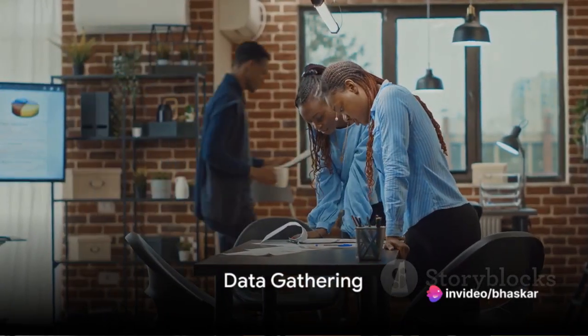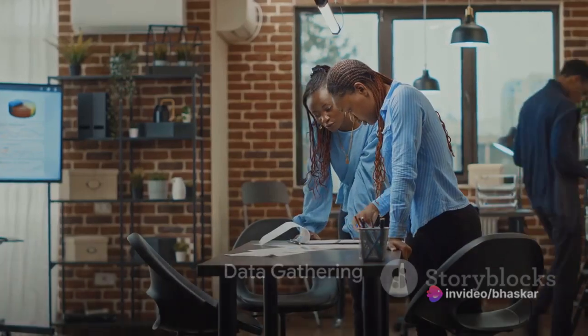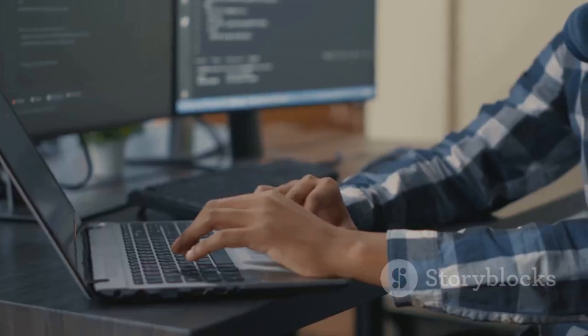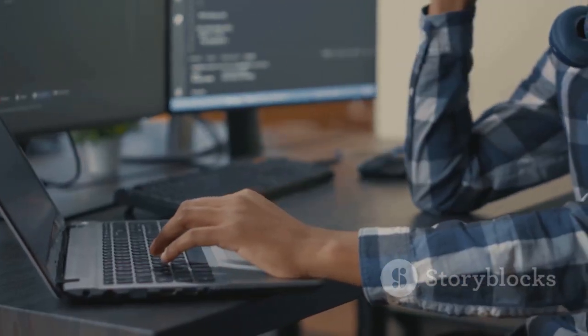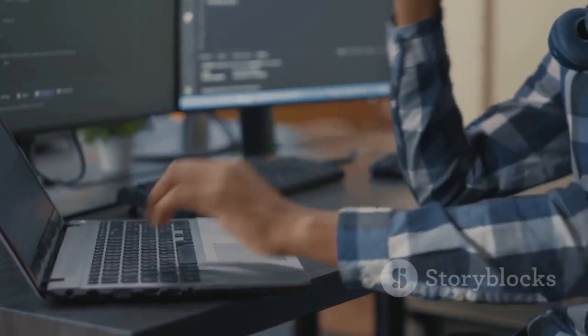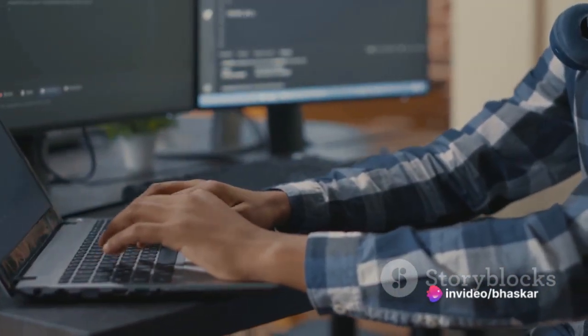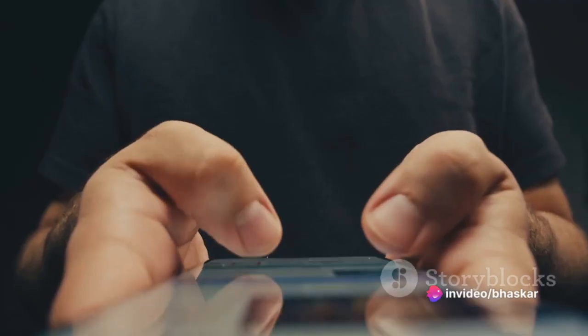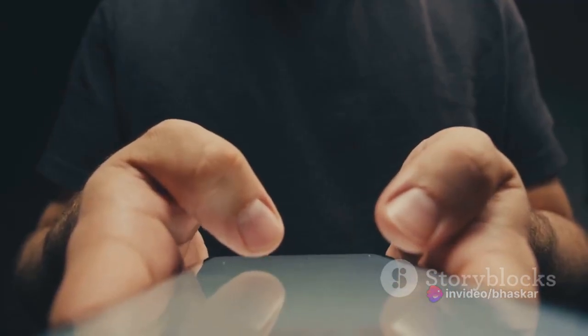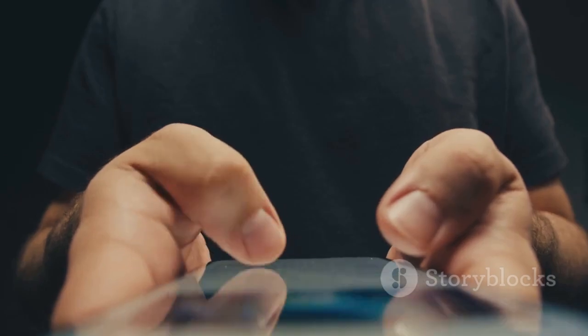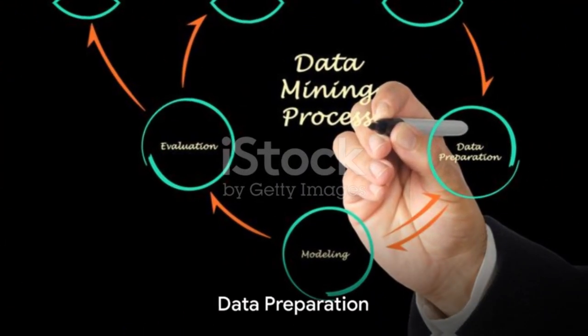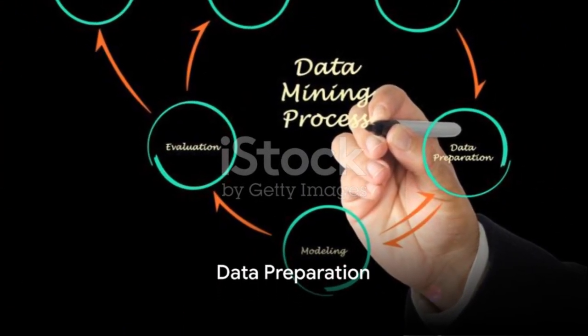Embarking on a machine learning project begins with the critical step of data gathering. This phase sets the tone for the entire process, as the quality and quantity of data collected directly influence the effectiveness of the predictive model. If the aim is sentiment analysis, for instance, valuable data might be gleaned from social media platforms.